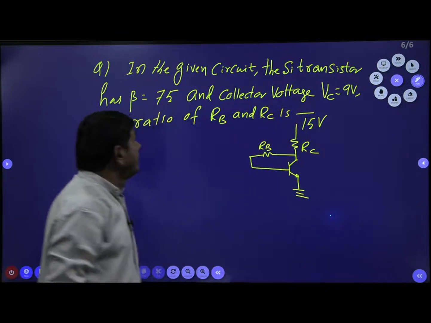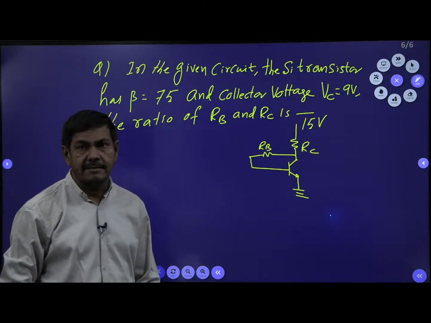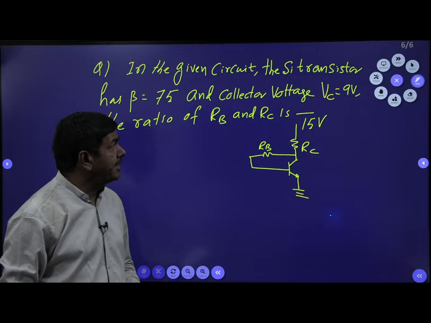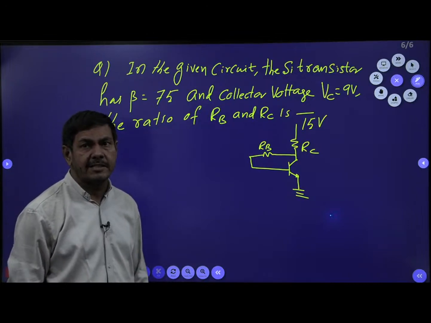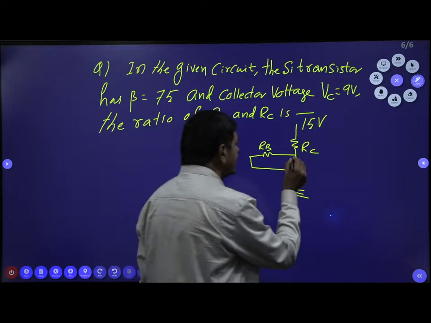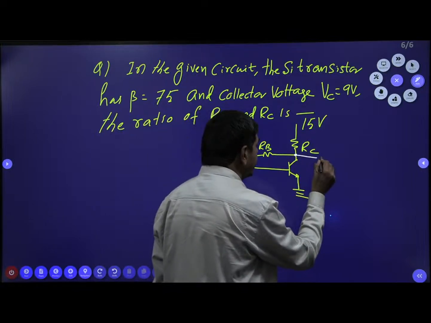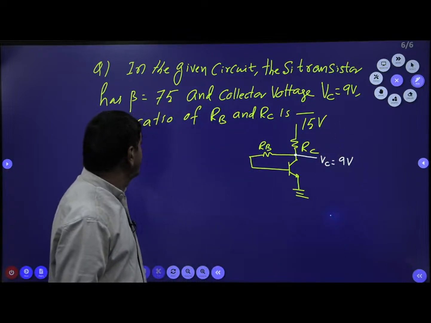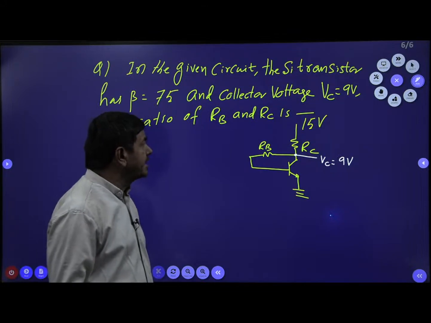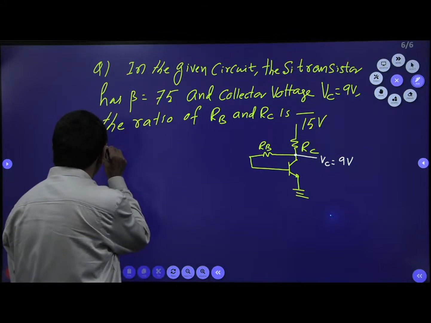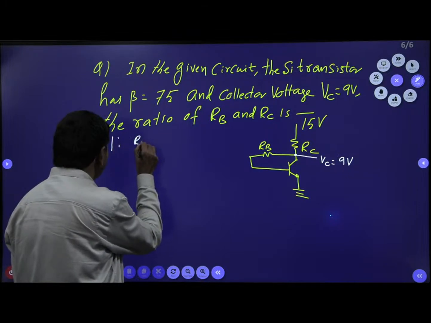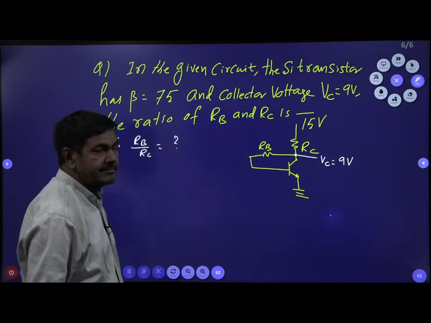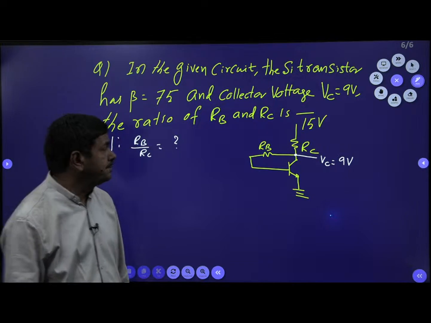What is given? In the given circuit, the transistor is made of silicon. Beta is given as 75, collector voltage VC equal to 9 volts. This is the collector voltage, I can write. The ratio of RB and RC, equal to how much, is asked. I say it is asking to find RB by RC. That ratio is required. How do you get that ratio?